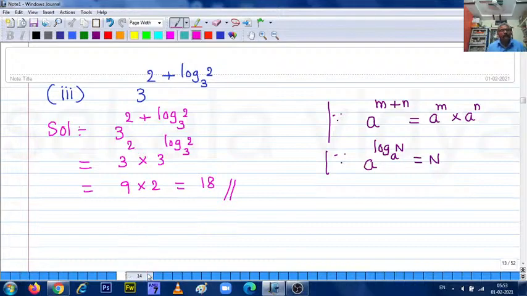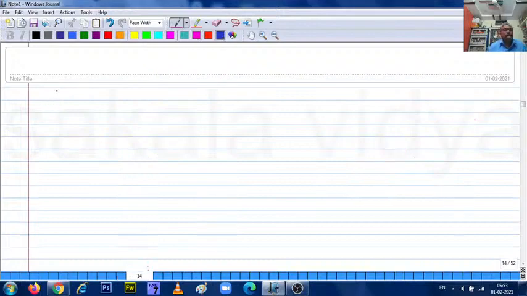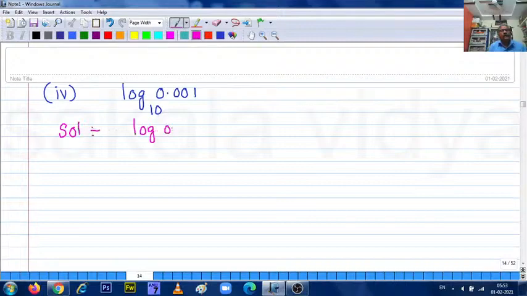Now, fourth problem. Log of 0.001 to the base 10. The value of this one we need to find out. Right. Solution. Log 0.001 to the base 10.